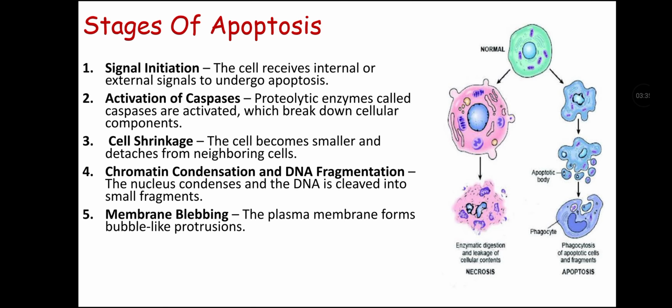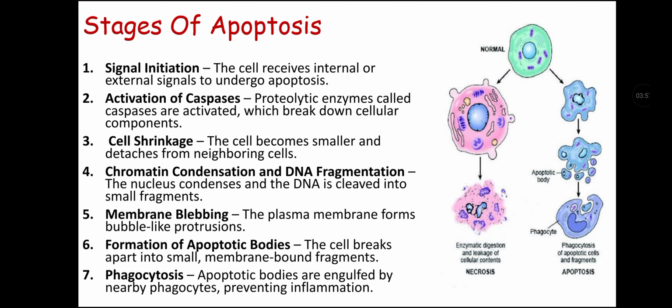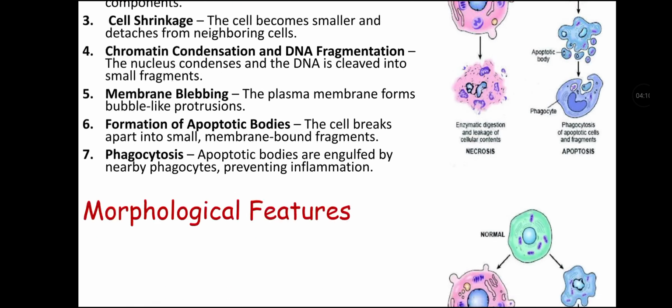Fifth step is membrane blebbing, when the plasma membrane forms bubble-like protrusions. As you can see here in the diagram at the side, the blue colored area with the bubbles is basically the membrane blebbing. Next is formation of apoptotic bodies, when the cell breaks apart into small membrane-bound fragments. You can see this also in the diagram. Seventh stage of apoptosis is phagocytosis, when apoptotic bodies are engulfed by nearby phagocytes, preventing inflammation. As you can see here in the third step of the diagram.